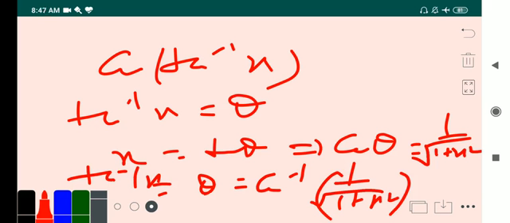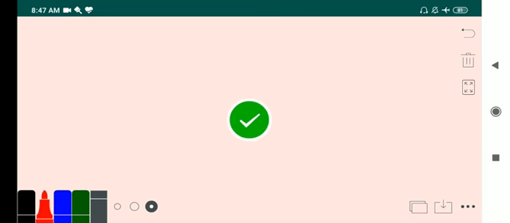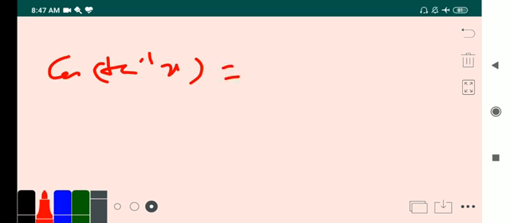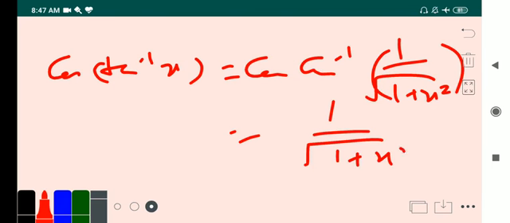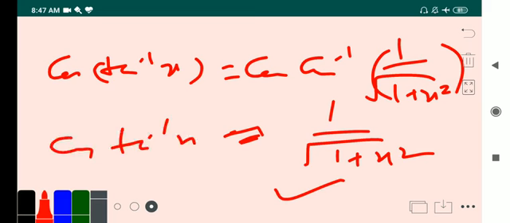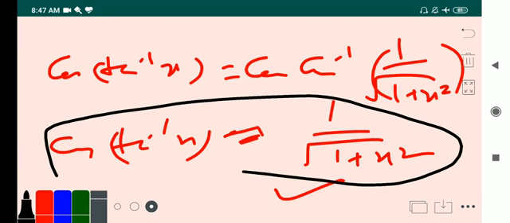So we have cos tan inverse x equal to cos of cos inverse 1 upon under root 1 plus x square, and you know cos of cos inverse will become 1 upon under root 1 plus x square. So its simplest form is this. The cos tan inverse x is equal to 1 upon under root 1 plus x square. Let us see a few more questions.